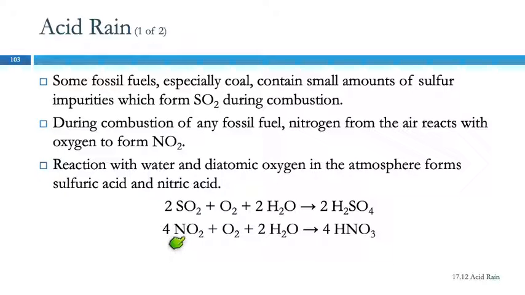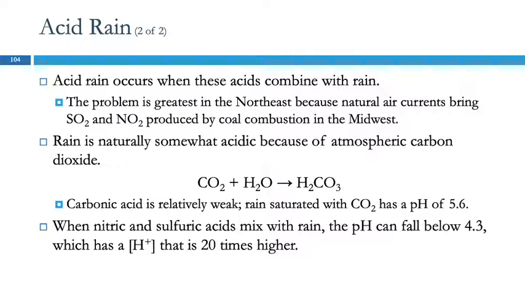NO2 can do the same thing. It reacts with oxygen and water, which are both naturally present in the air, and forms nitric acid. So burning fossil fuels can form sulfuric acid and nitric acid. Not directly, but the products of the combustion react with things in the air and form these. So acid rain is when these acids in the air combine with rain and come down, right? So now the rainwater is going to be acidic.